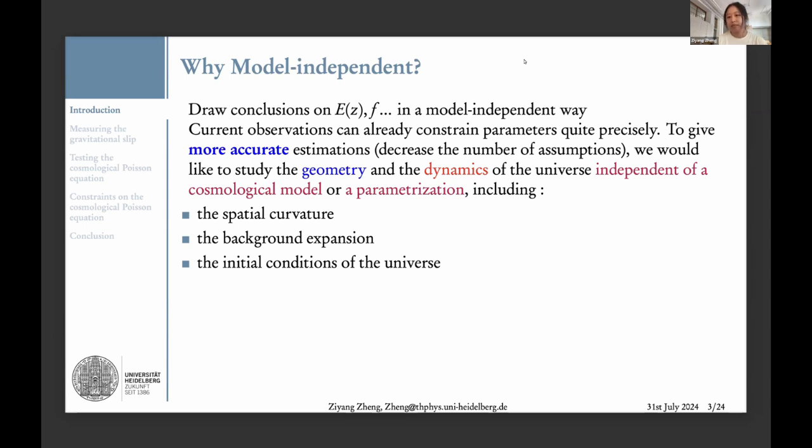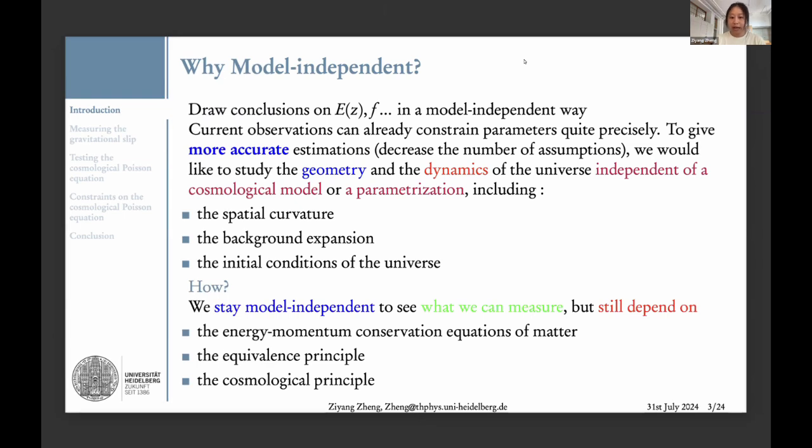When we say model-independent, we mean independent of a cosmological model, and we also don't consider cases where there is a parameterization that is non-physical. So in our case, we don't assume the spatial curvature of the universe. We don't make assumptions on the shape of the power spectrum. We don't assume the background expansion, or any initial condition of the universe.